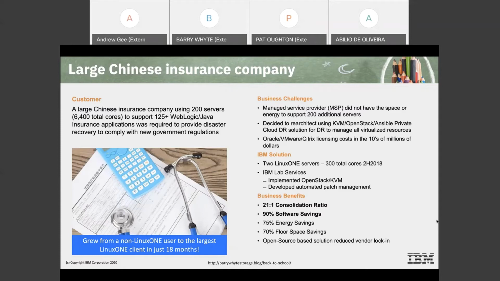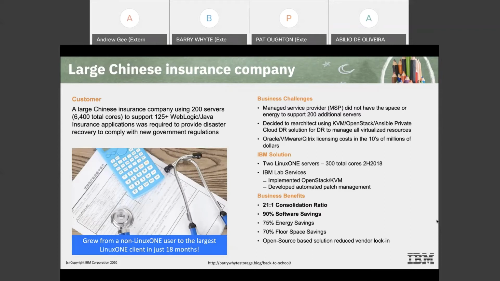And the solution in the end was, at the time, 2 LinuxOne, the multi-frame boxes. So that would have been generation 2, the Emperor 2 it used to be called. The 300 cores in total, they went from 6,500 to 300. That's across everything, dev, test, production, using OpenStack and KVM. So pure open source. And they reduced their VM, up the top there it says Oracle, and VM and Citrix was tens of millions of dollars. As you can imagine, with that many servers and cores.